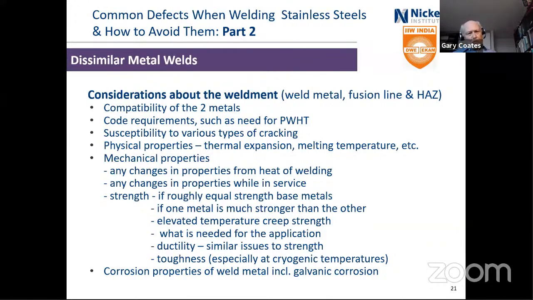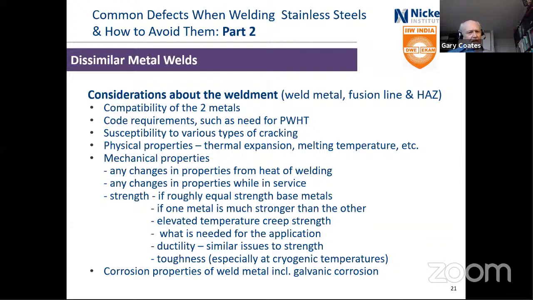You have to think about physical properties. The thermal expansion rates, are they similar or different? The melting temperatures can be an issue if you have something that has a low melting temperature and a high melting temperature. And of course, mechanical properties. Are you going to change the mechanical properties of the heat affected zone? In the welding, if it's a quench and tempered steel, you are obviously going to do that. Stainless steel, austenitic stainless steels, you don't. Any changes of properties while it is in service, and we'll talk a little bit about that.